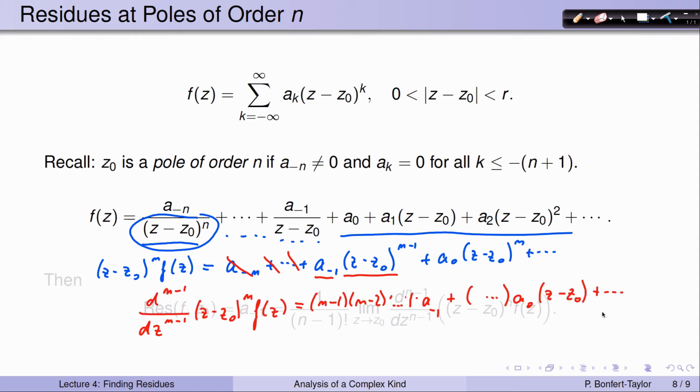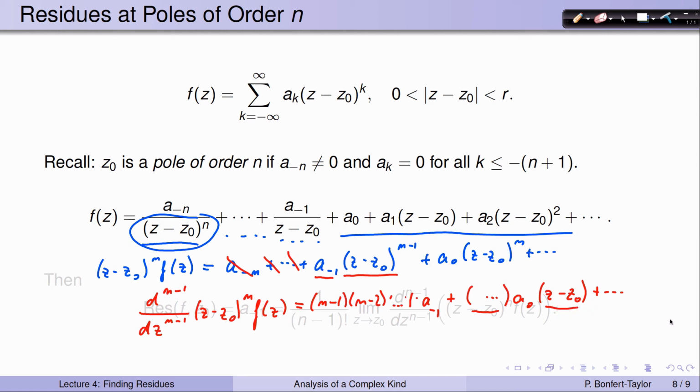The first time I take the derivative of the a minus 1 term, I get the n minus 1 from the exponent, then an a minus 1 times z minus z0 to the n minus 2. The next time I differentiate, I get the factor n minus 2 up front, and so forth. If I differentiate n minus 1 times, the z minus z0 term is gone entirely, and I have an n minus 1 times n minus 2 times n minus 3, and so forth, all the way down to 1 times a minus 1 term left. The a0 term also has all kinds of things up front here, but it has a z minus z0 term left, and so do all the subsequent terms.